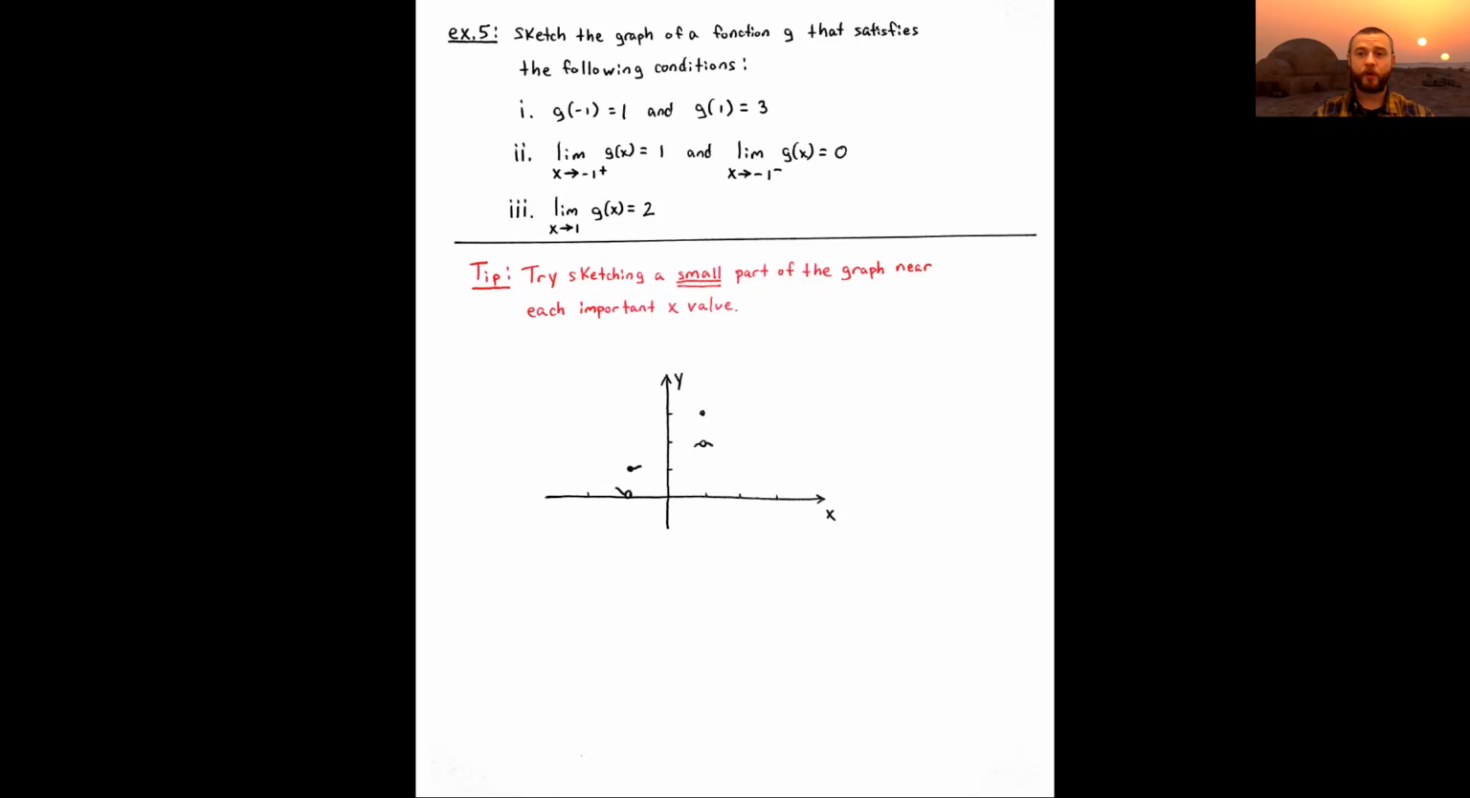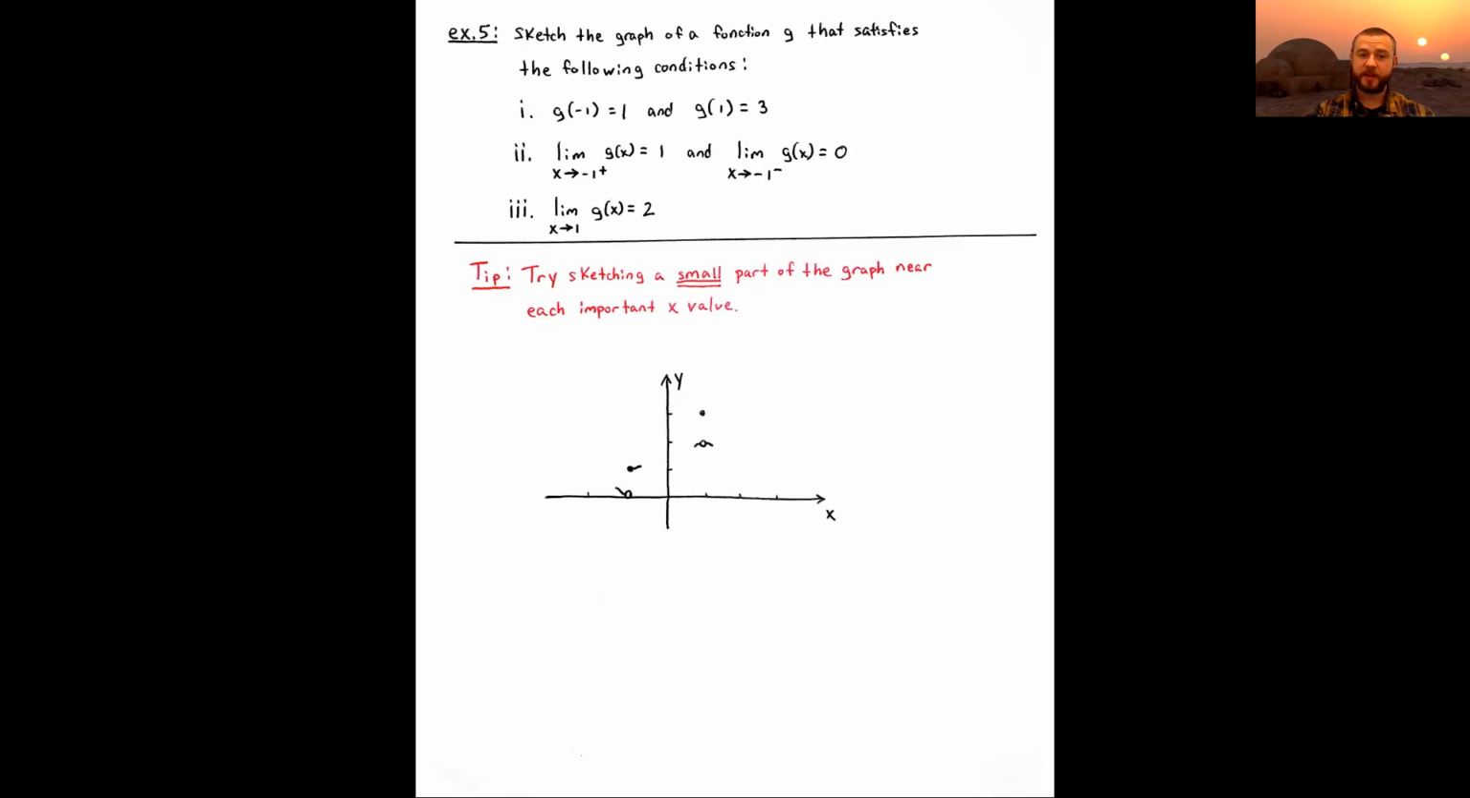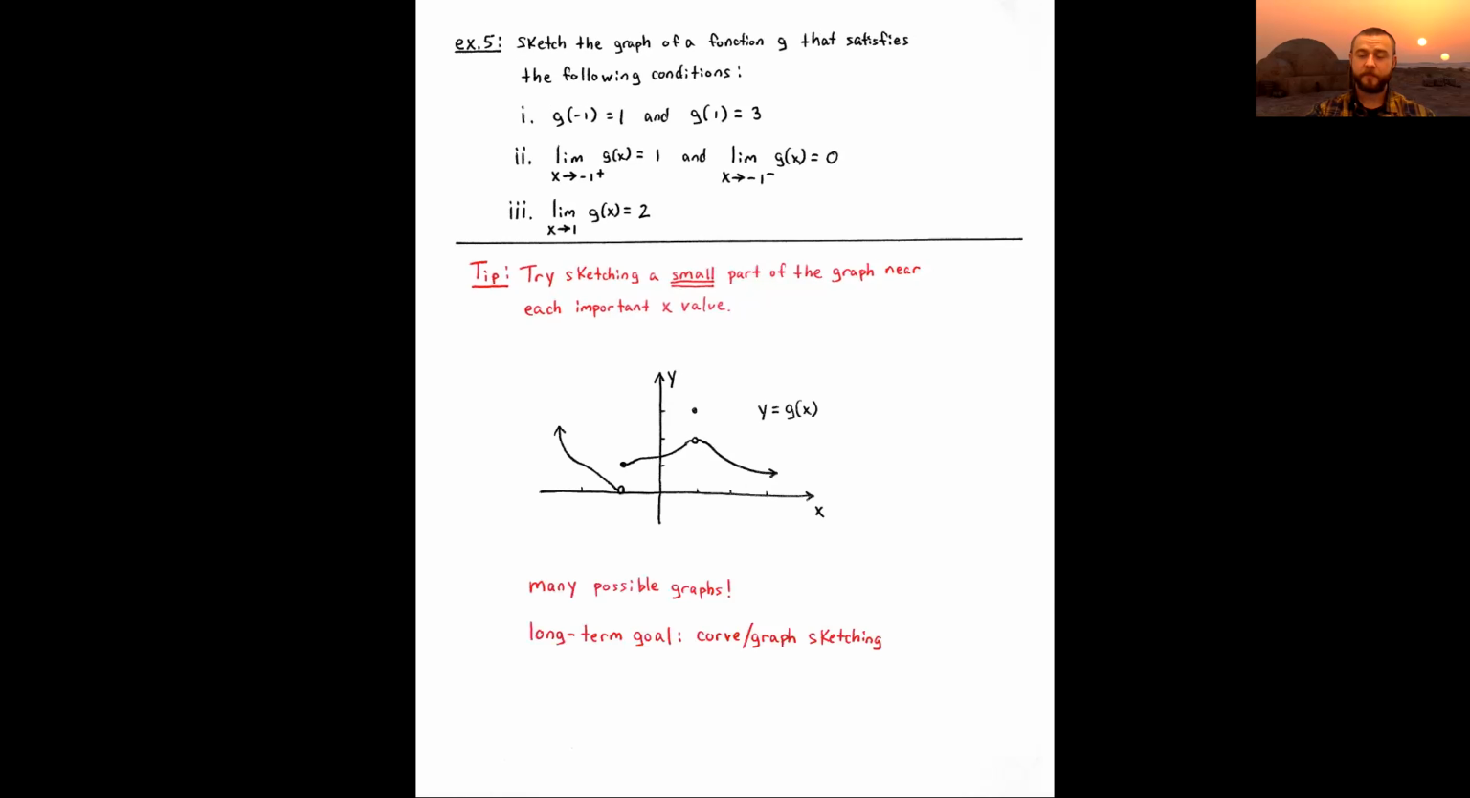As we continue later in the course, we'll have more ideas and more information that will allow us to draw a more accurate graph. But right now, with these small pieces of the graph drawn around each important x value, we just connect them together, and here is one possible graph. And that's it. Keep in mind there's many possible graphs, but they all have these same basic features. We just connect the pieces together.